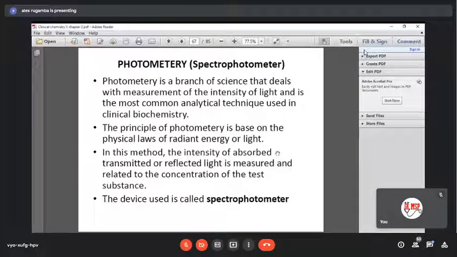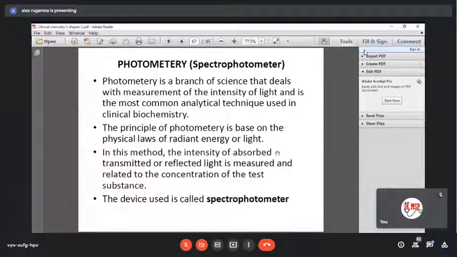I told you about how the liquid, the mobile phase, will move and then it is detected. So for this photometry, it's a light which we pass through the sample and then we detect the concentration of light. How? We have a machine, the spectrophotometer is a machine.